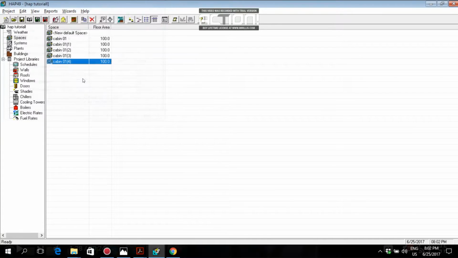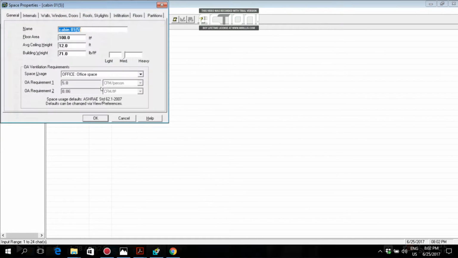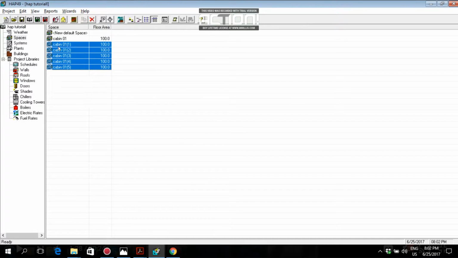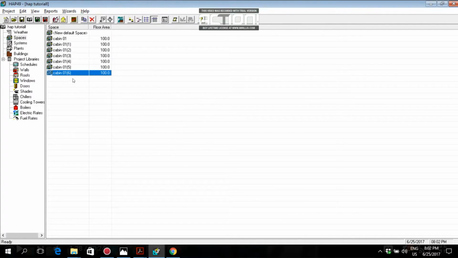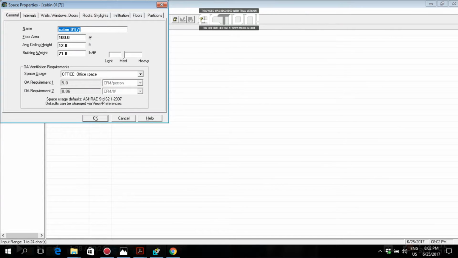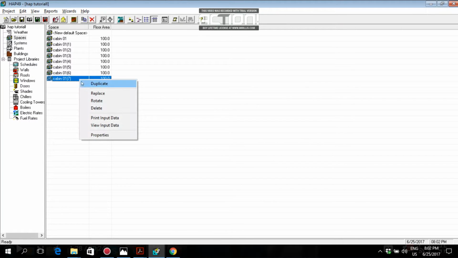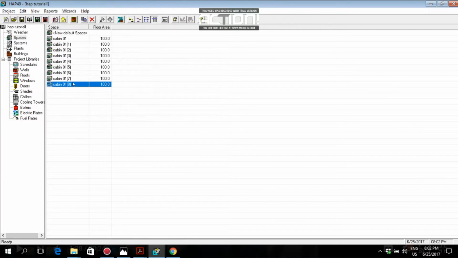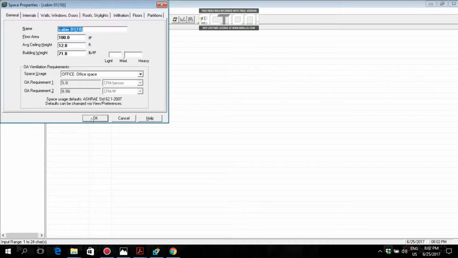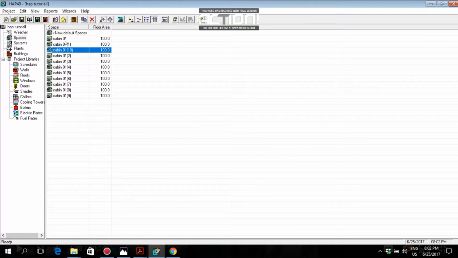Duplicate, okay, duplicate, okay, duplicate. Okay, so there are around 1 2 3 4 5 6 7 8 9 10 11 spaces.